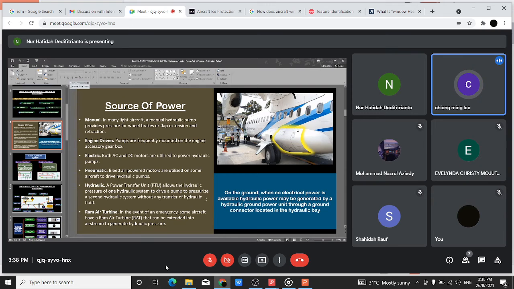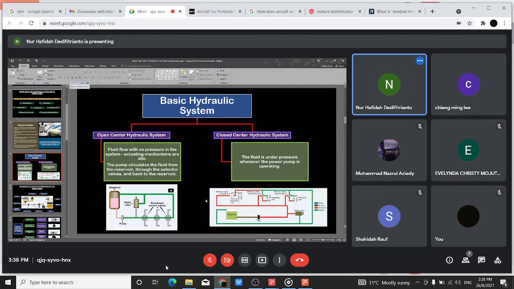Okay, maybe it's just giving you the electrical power for the DC pump. Okay, next. Okay, next.